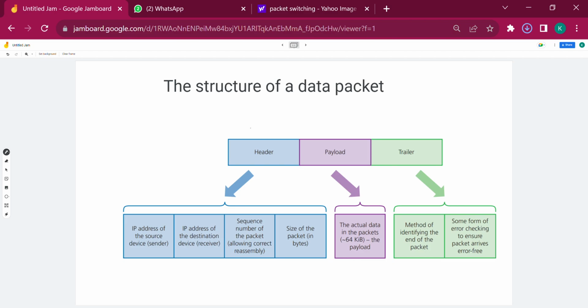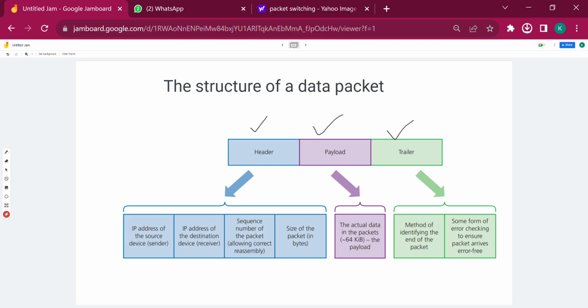Each packet has a header, payload, and a trailer. So what is a header? The header contains the information about which source this packet is coming from and at which destination it needs to arrive. Then the sequence number of each packet and the size of the packet, that is, the size of the packet we made. Then we have the payload, which is the actual data that the packet is containing.